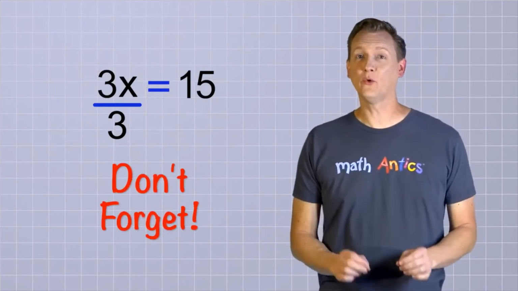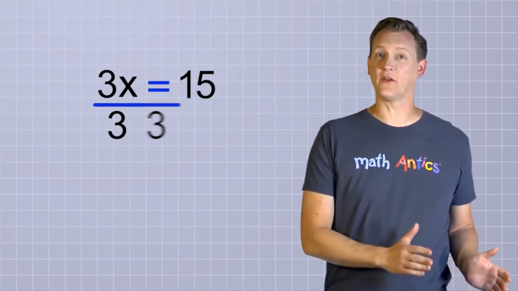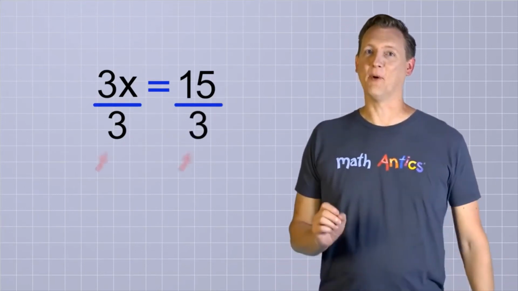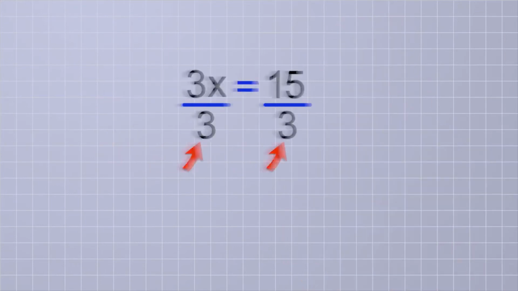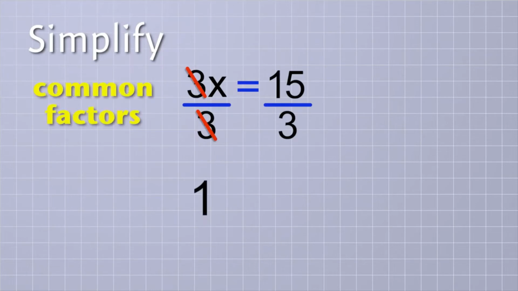But don't forget our rule for rearranging equations. We have to do the exact same thing to the other side to keep the equation balanced. That's better. Now both sides are being divided by 3. The next step is to simplify. The 3 on the top and the 3 on the bottom on this side cancel, because 3 divided by 3 would just be 1. This is just like canceling common factors when you're simplifying a fraction.